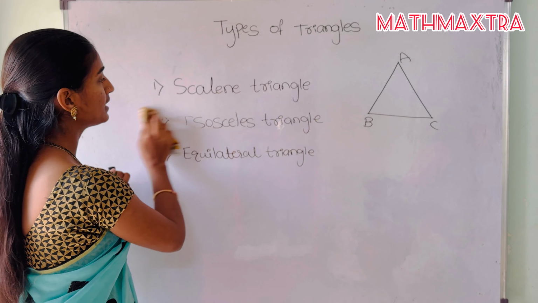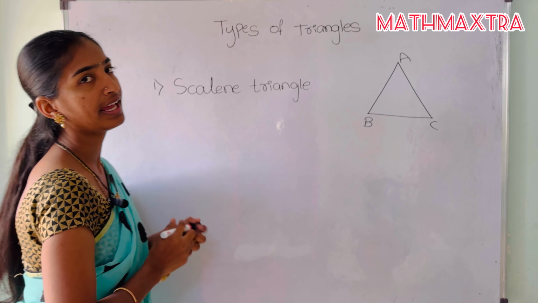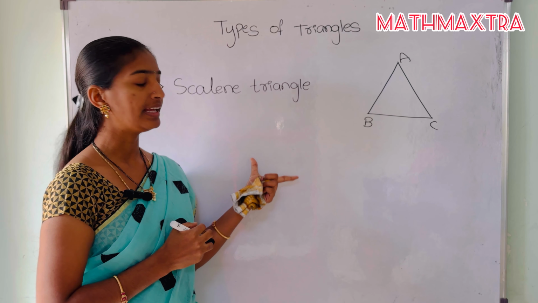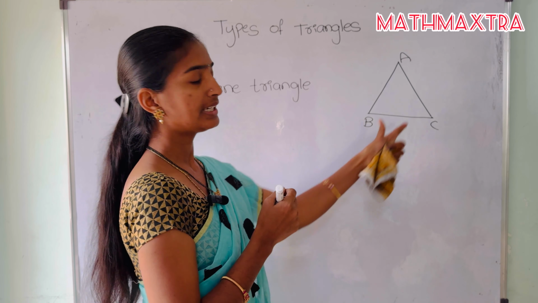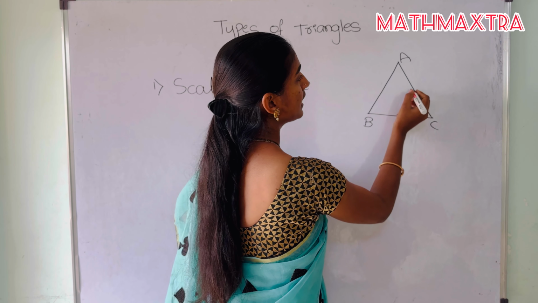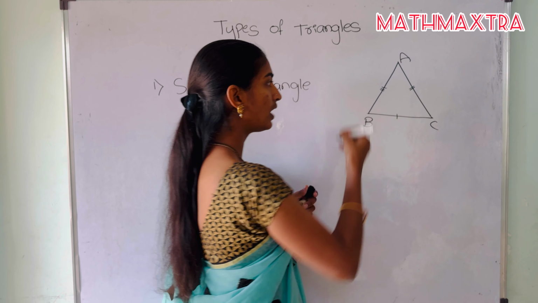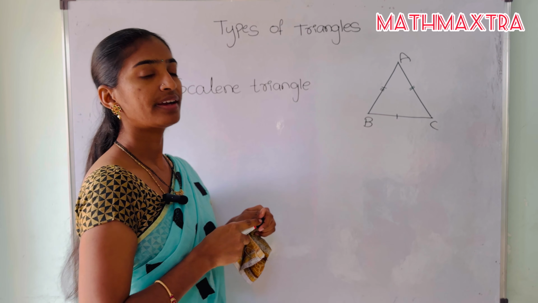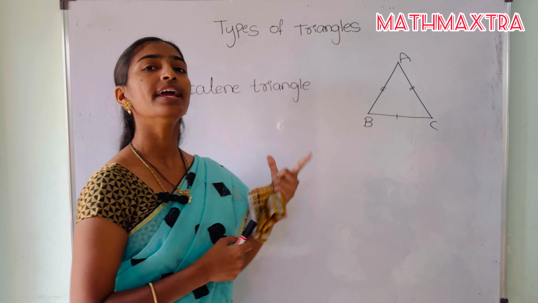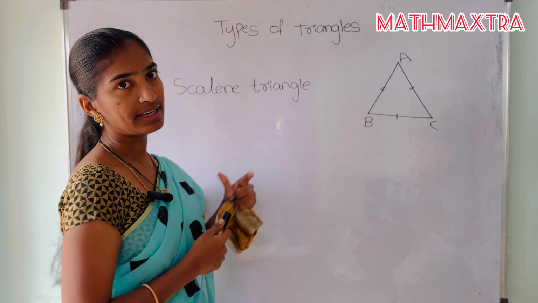So the first type is scalene triangle. What is a scalene triangle? A triangle in which all the three sides are different. See, this side is of one length, this side is of another length, and this side is of another length. So if the triangle has three different sides, then we call that triangle a scalene triangle.